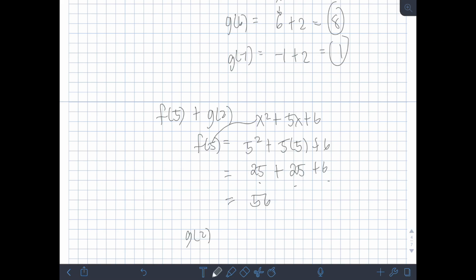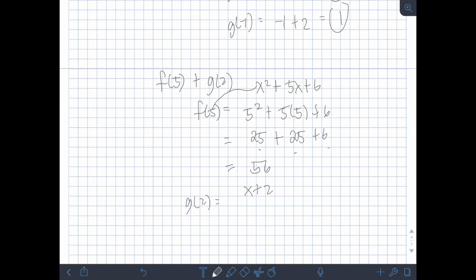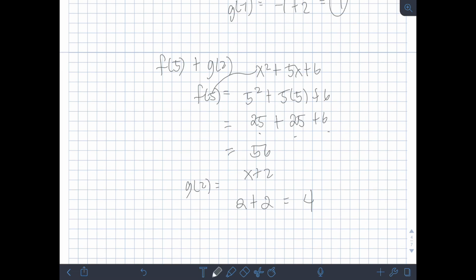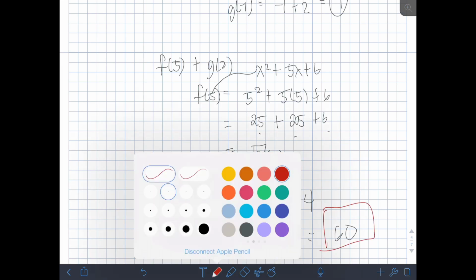Next, g of 2. So, ang g of x natin ay x plus 2, right? So, substitute natin yung 2 doon sa x. So, we have 2 plus 2 is equal to 4. And then, add natin. So, we have f of 5 plus g of 2 is now 56. Yun yung f of 5 plus g of 2, which is 4. We have 56 plus 4 is 60. So, therefore, the answer is 60.